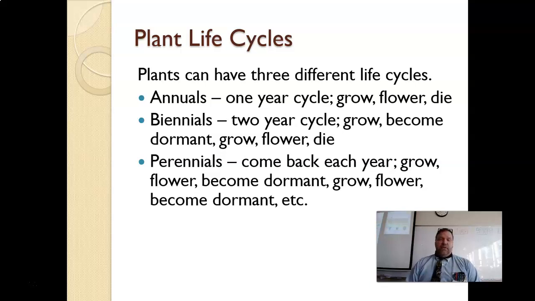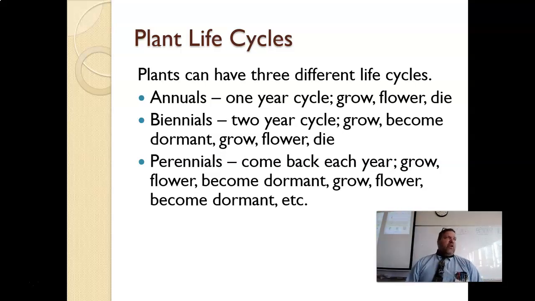Okay. A biennial is a 2-year cycle. Literally, it grows, it becomes dormant, then the next year it grows, flowers, and dies. So in other words, it takes a whole year for it to get going, right? And then it grows, flowers, and dies, and then it's done.